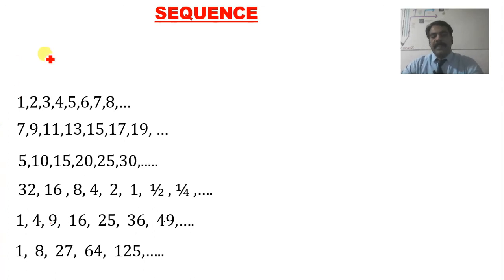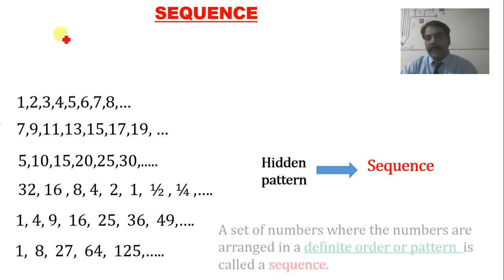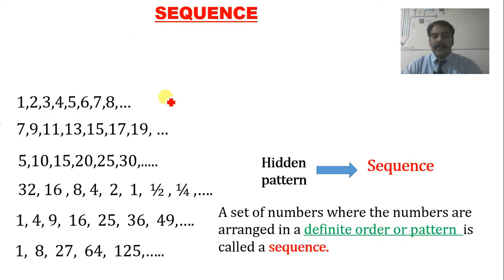So students, here we can say that there is a hidden pattern in them, and this hidden pattern in the numbers is known as a sequence. Is that clear? So now we are aware of the sequence. Let us see the definition of sequence. A set of numbers where the numbers are arranged in a definite order or pattern is called a sequence. So now we are aware of what a sequence is. A hidden pattern which is a definite order is known as a sequence.